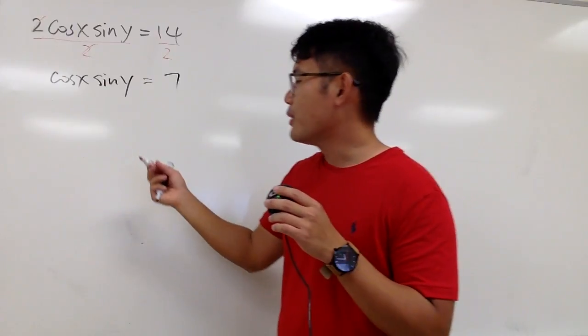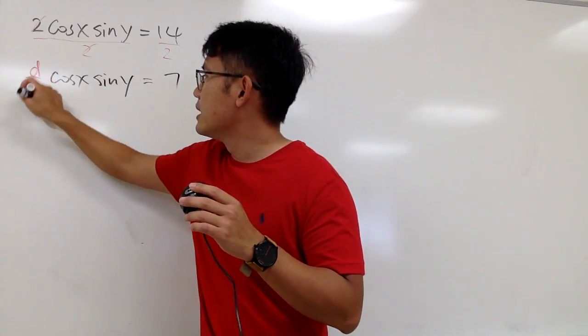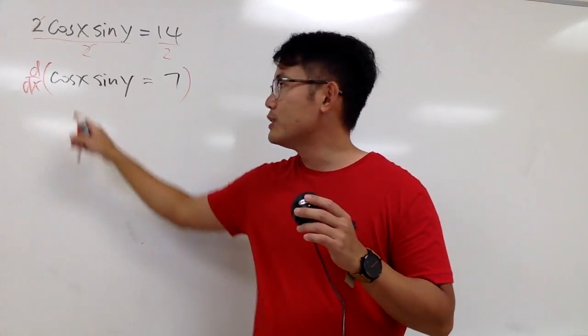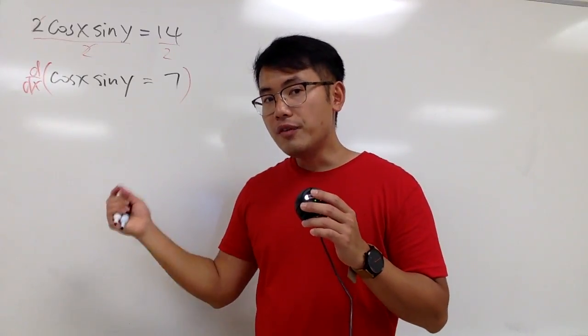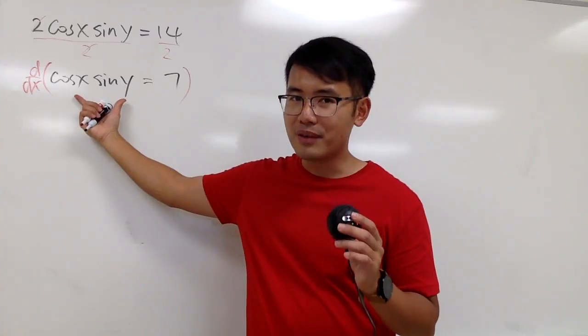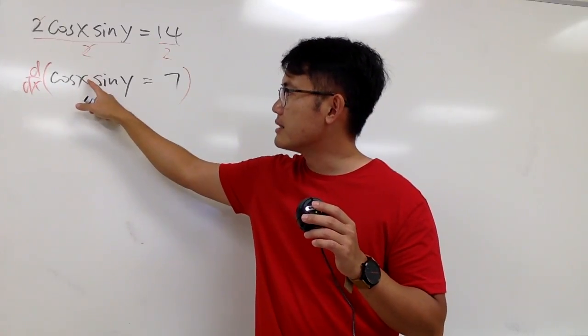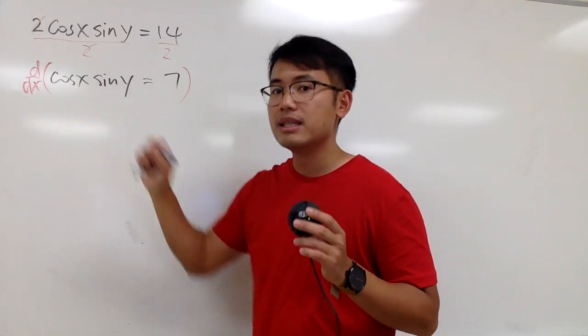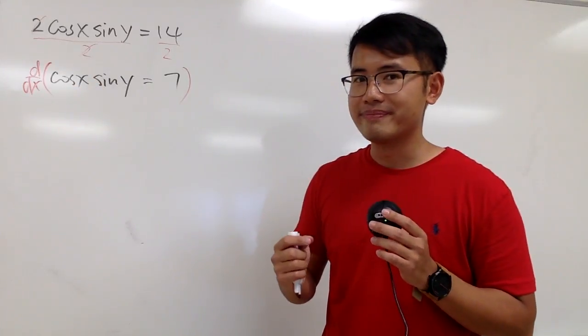From here, we can go ahead and put down d/dx to represent that. We are taking the derivative with respect to x. However, on the left-hand side, we have to do it carefully, because this is cosine x times sine y. To take the derivative of a product, be sure we use the product rule.